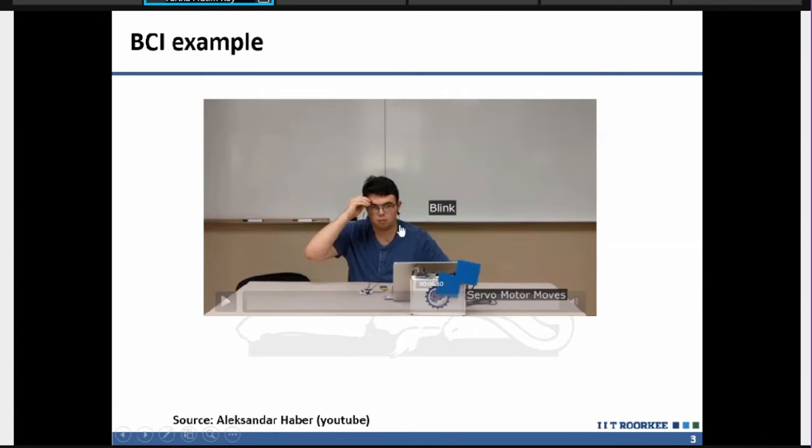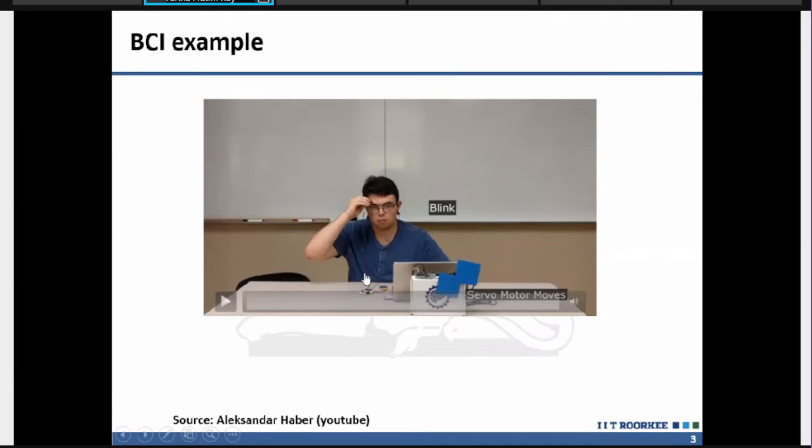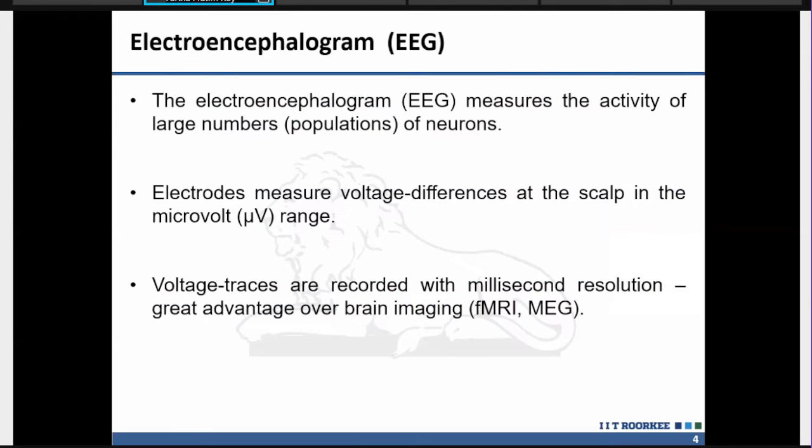Okay, so you see this, there is a blinking, and then there are some signals. EEG signals, which capture when he blinks. So those are brain signals. We collect the brain signals, and when he blinks, we start the motor. That's how this BCI, brain computer interface, works. Okay, that's an example. I will show you many more detailed examples as well.